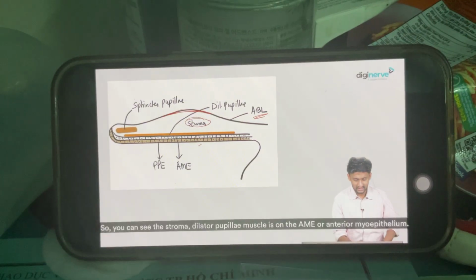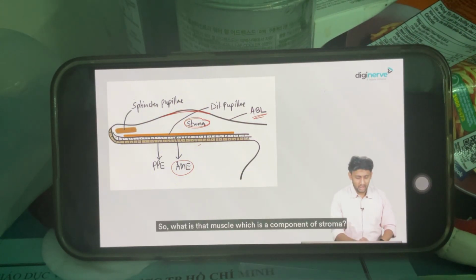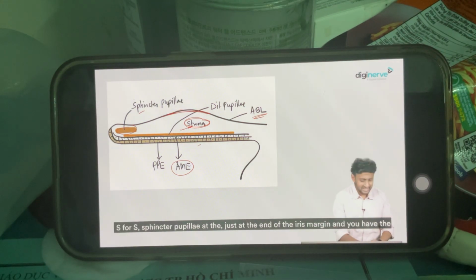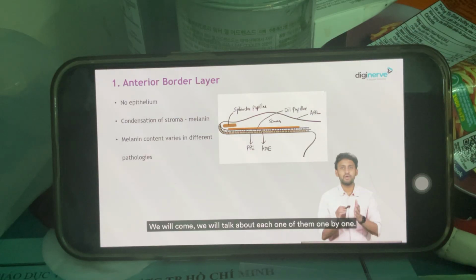Okay. So it's the anterior border layer, it's going to be the stroma, which has the sphincter pupillae muscle. Very, very important. You can see the stroma, dilator pupillae muscle is on the AME or anterior myoepithelium. So myo means muscle. So what is that muscle which is a component of stroma? S for S, sphincter pupillae just at the end of the iris margin. And you have the PPE or the posterior pigmented epithelium. We'll talk about each one of them one by one.